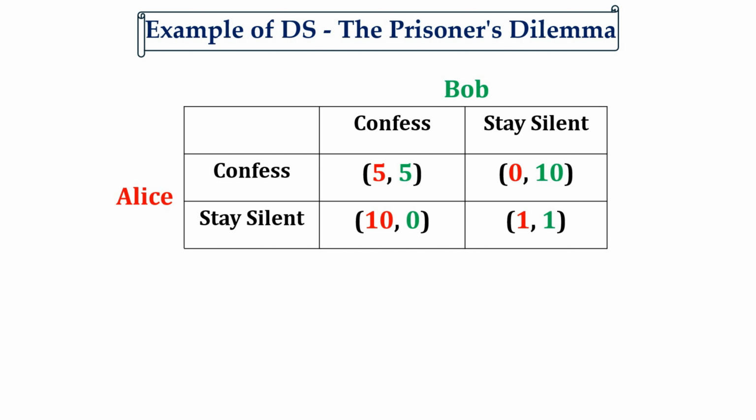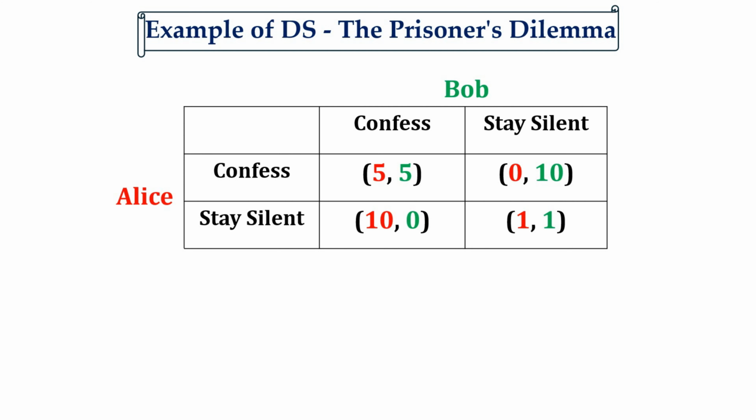A classic example is the prisoner's dilemma. Imagine two criminals, Alice and Bob, are arrested and interrogated separately. They can either confess or stay silent. So both of them have a similar strategy choice, either confess or stay silent. For both Alice and Bob, confessing is a dominant strategy because it gives a better outcome regardless of the other's choices.